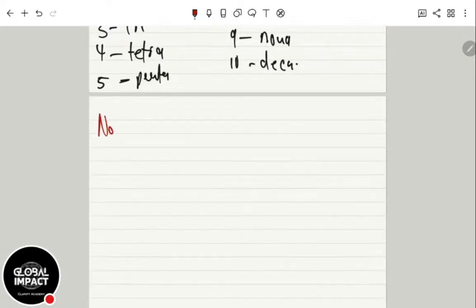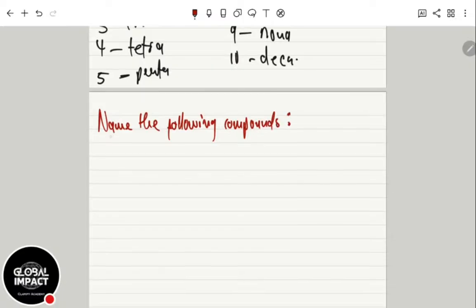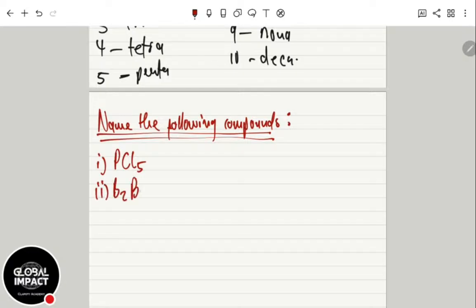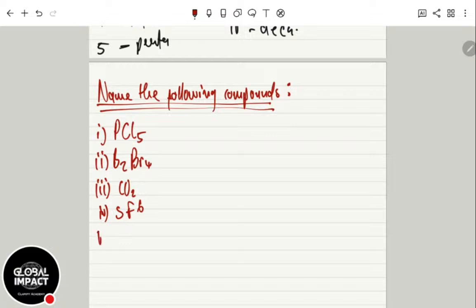Here it's going to say, name the following compounds. Then what does it give us? I, you get PCl5. II, you get B2Br4. III, you're going to get CO2. SF6, and then NO, which will be our number 5. Let's name these things. We name it in no time.